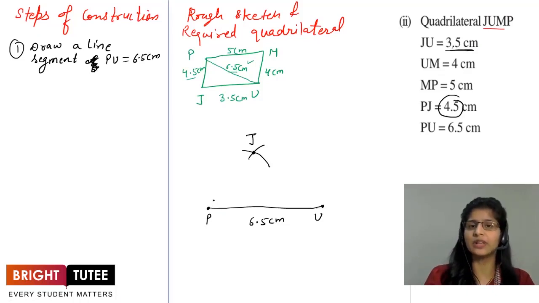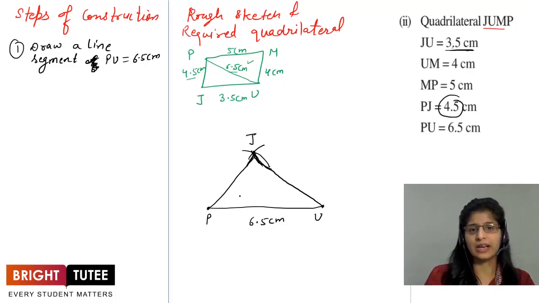The intersection of these two will give us point J, because J is how much distance away? 4.5 centimeter away from point P. That's why the 4.5 centimeter arc we have drawn. And from point U, J is 3.5 centimeter away. So you are now going to join PJ and UJ like this. Clear? So they will be straight lines. Like this, a triangle would be formed.